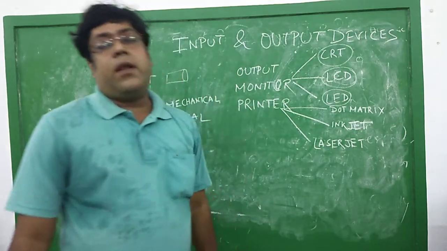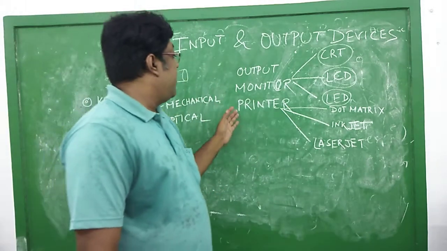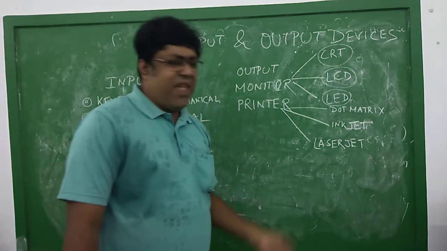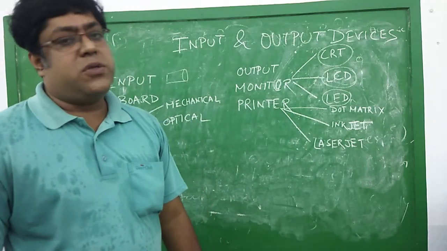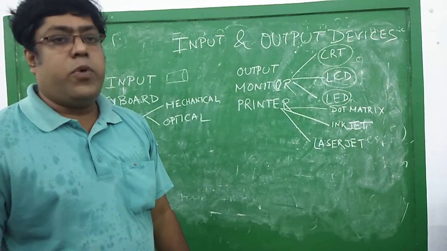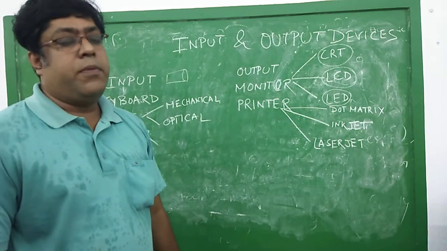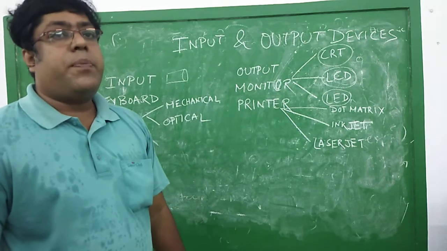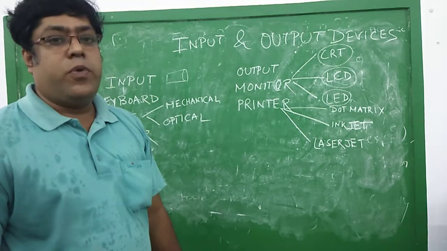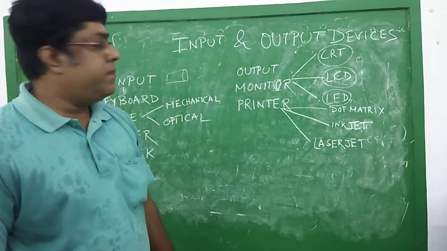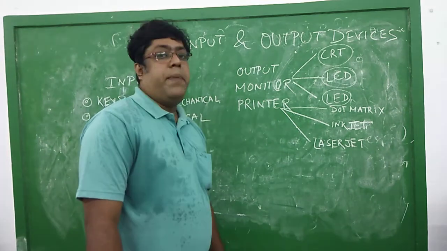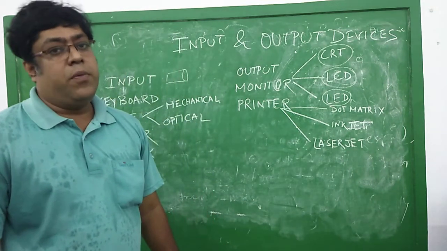Another several output devices like speakers also are output devices. We can get the sound outputs from the speaker, as well as the projector. It is also an output device. We are getting the outputs on a big screen by using a projector.